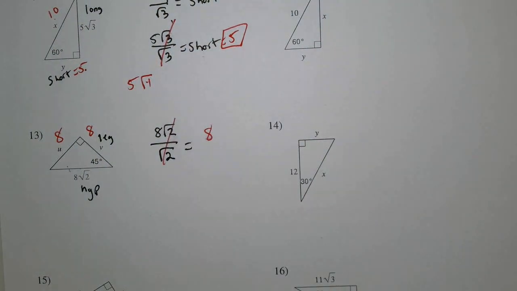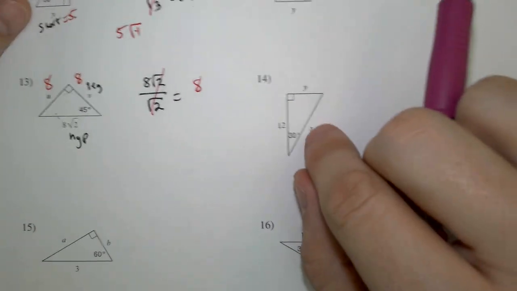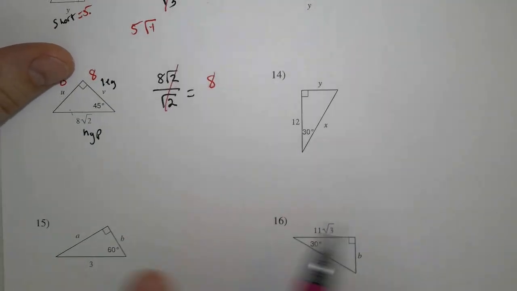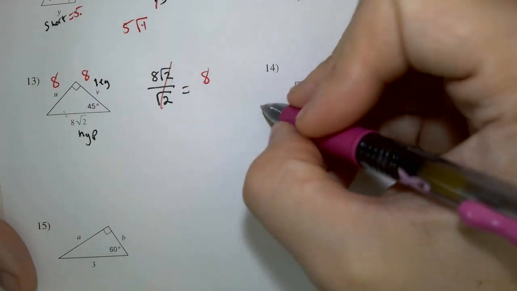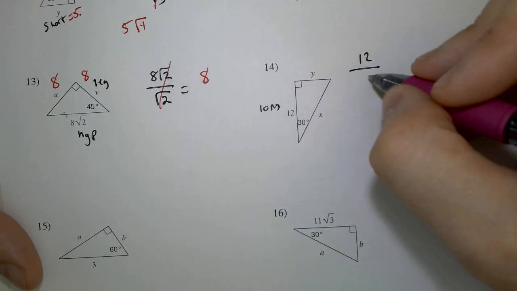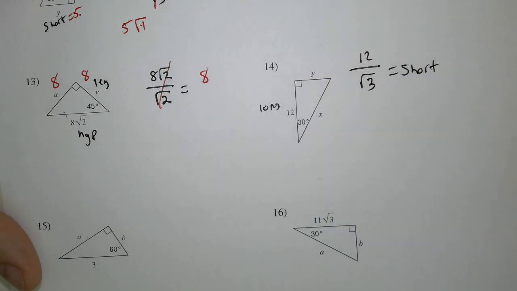Okay? All right. Let's do one more maybe. Let's do number 14. 14 looks like the hardest problem that we have on here, besides maybe 15. We'll do 14 and 15. We got 12. This is the long side. How do you go from the long side to the short side? You divide by the square root of 3. That's going to be our short side.